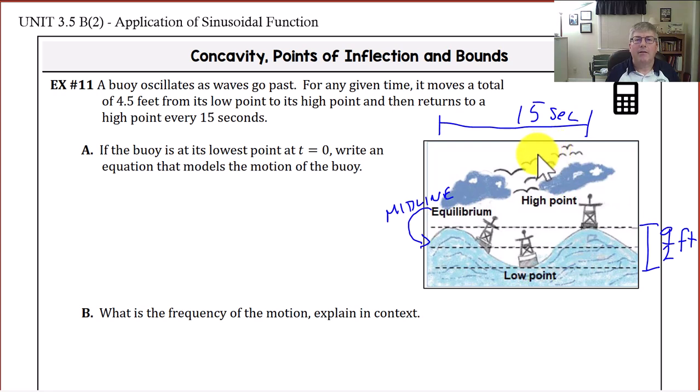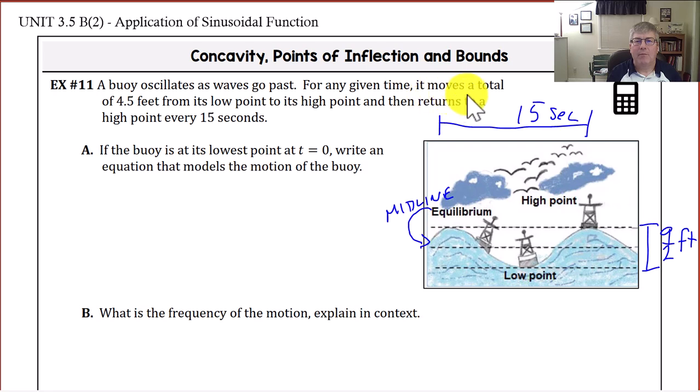Welcome back. The objective of this video is to complete an application problem of a sinusoidal function. So here in example 11, we say a buoy oscillates as waves go past. When you're on the ocean, the waves go like this, and so the buoy goes up and the buoy goes down as waves pass.